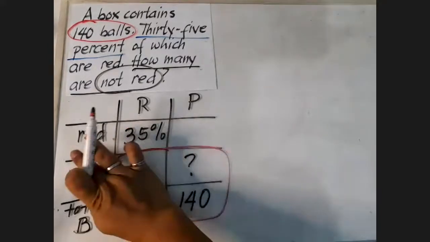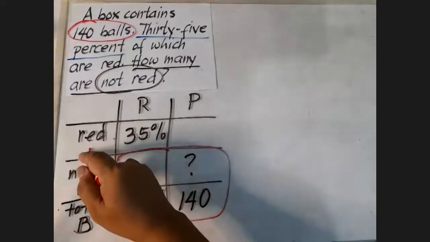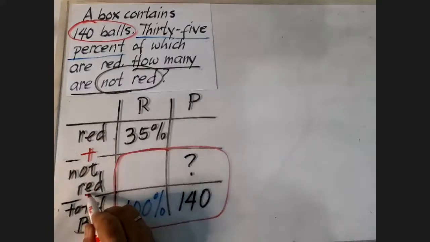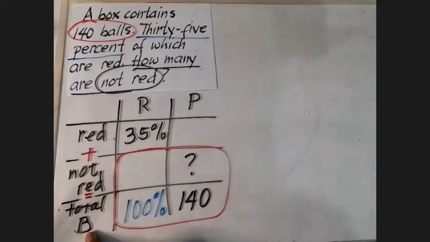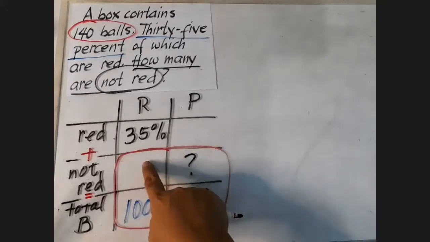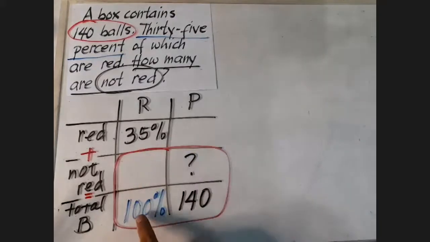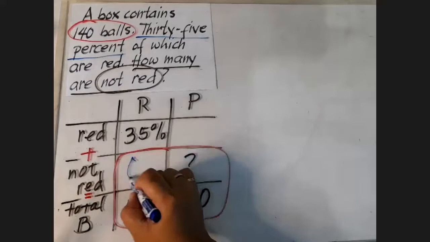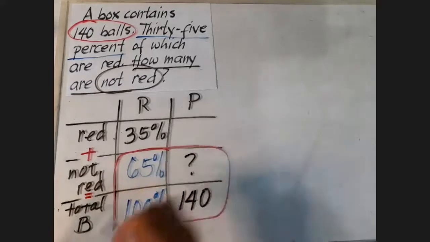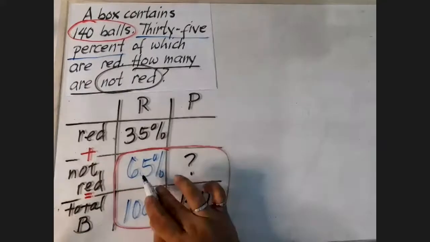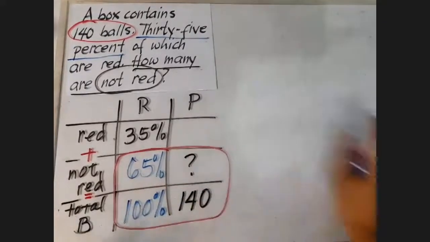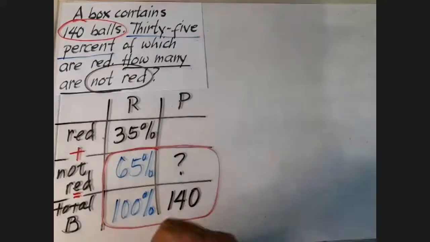Okay, take note. Red plus not red is equal to the base. So that's 35 plus whatever percent should be 100. And what value is that? So that would be 65%. Okay, kasi 35 plus 65 is 100. So kumpleto na yan.